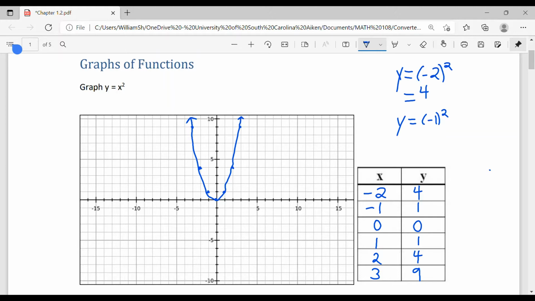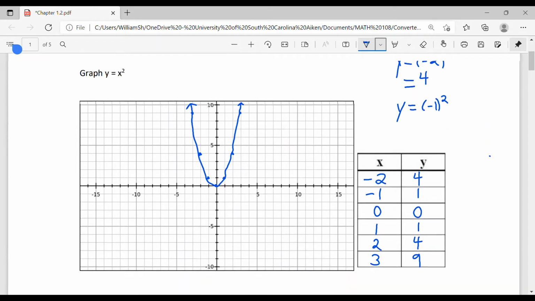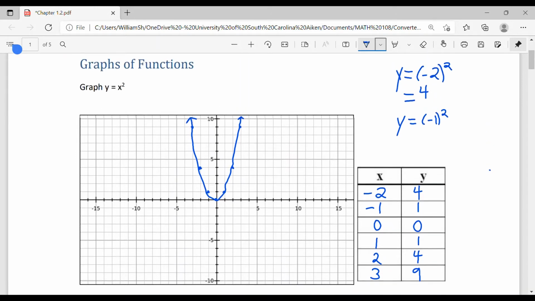Obviously you use your graphing calculator to graph it. It's going to look a lot smoother than my shaky hand does here. But that is how you graph a function, right? We choose some x points and we find the corresponding y values. We put them on our coordinate plane and we draw it out.